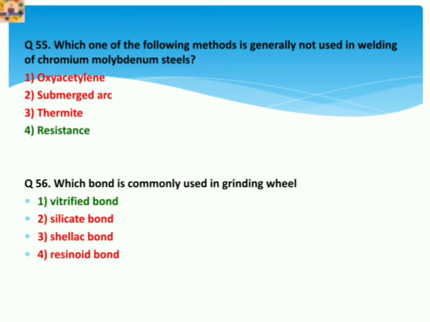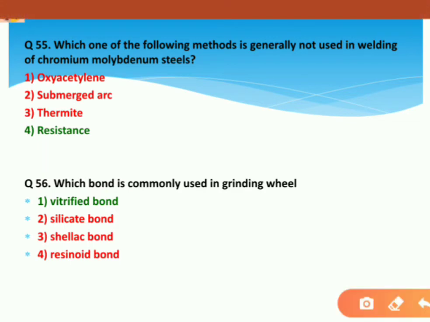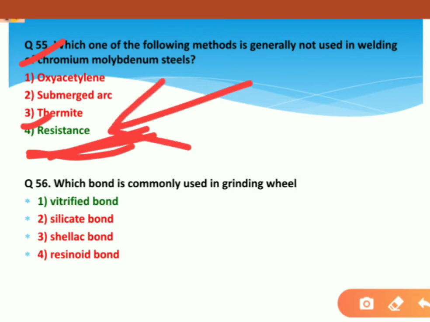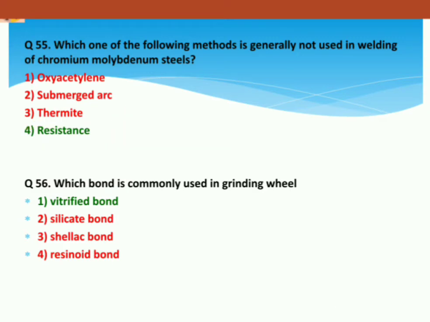Which one of the following method is generally not used in welding of chromium molybdenum steel? See here, for question 55 option 4 will be the correct answer. Resistance welding is not used for welding chromium molybdenum steel. So for question 55 option 4 will be the correct answer.